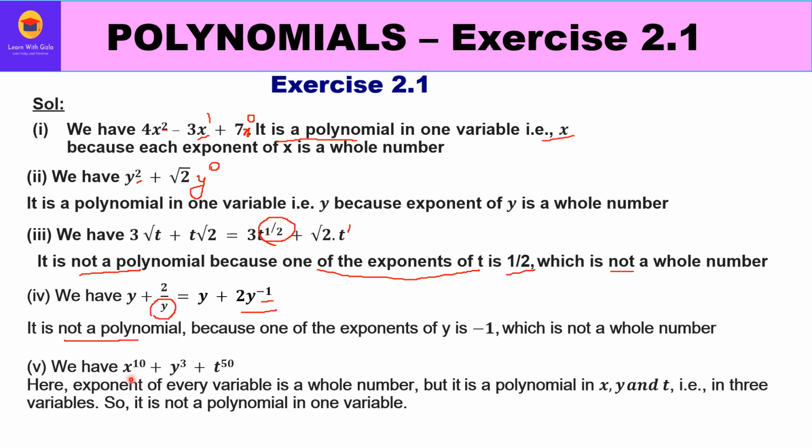Next, the fifth part is x raised to power 10, y raised to power 3, and t raised to power 50. Now there are three variables used, x, y, t. Though the powers are 10, 3 and 50, the powers are whole numbers. They are positive integers. But the variables used are x, y and t. That means three variables are used. So it is not a polynomial in one variable. It is a polynomial, but not in one variable. It has three variables in it, right? So hope you have understood the first question. Now let us move to the second question.